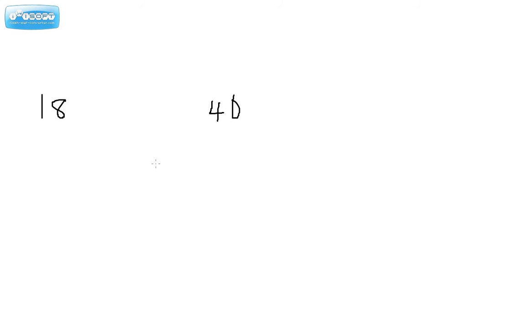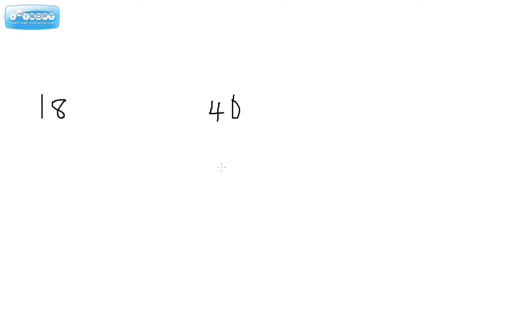One way of finding the least common multiple for these two numbers is to take the larger of the two and do multiples of 40. 18 will not divide into 40 evenly, so we multiply 40 times 2, which is 80. 18 will not divide into 80. 3 times 40 is 120. 18 will not go into it. We try 4 times 40, which is 160.